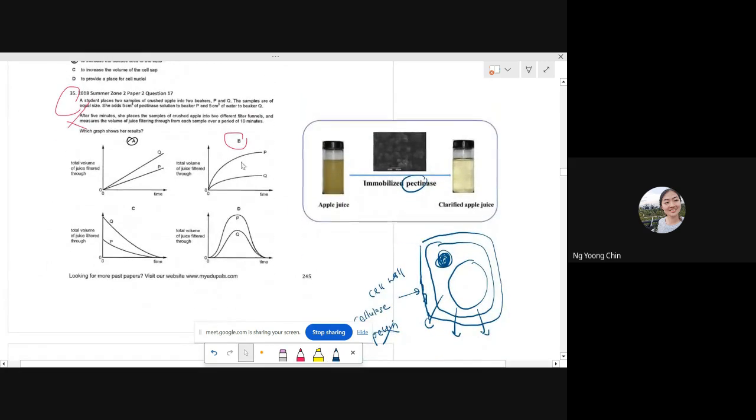See? So you can say for this Q, they just put the apples together with water on it. But for the P1, they put the apple together with the pectinase. So that's why pectinase can help to increase the volume of the juice produced. They're able to increase the volume, and also they're able to increase the clarity of the juice.